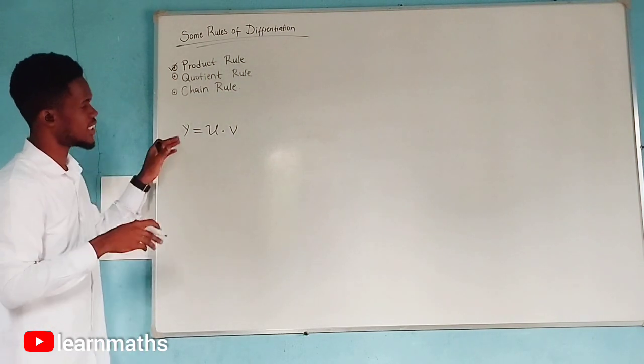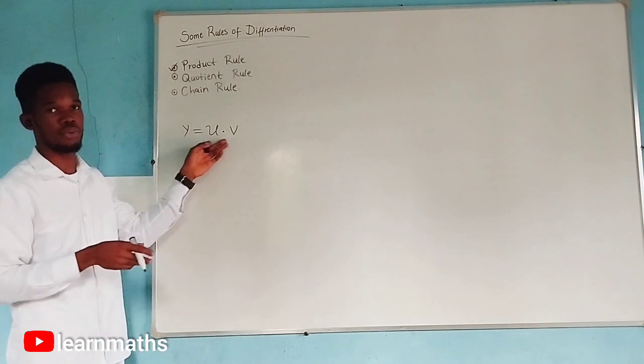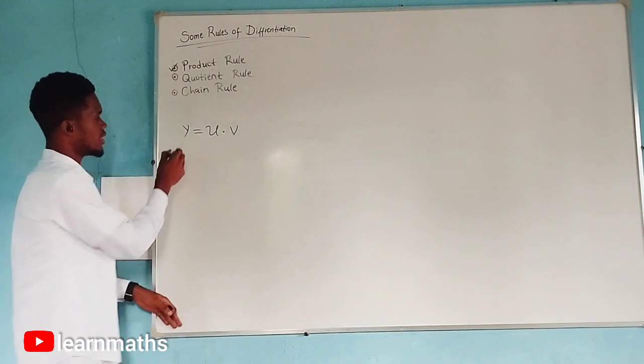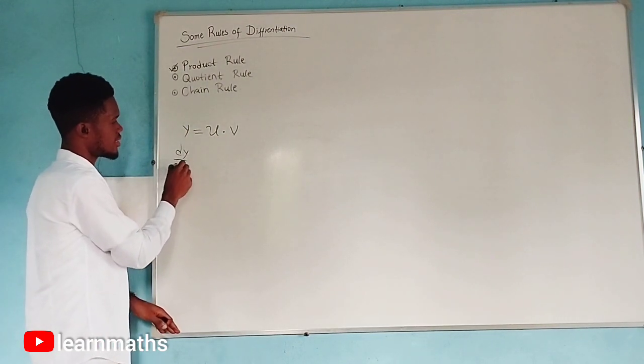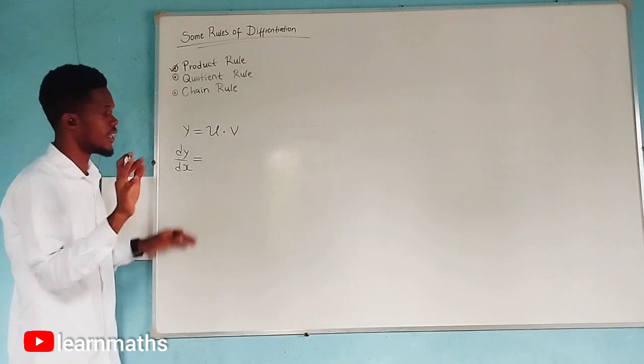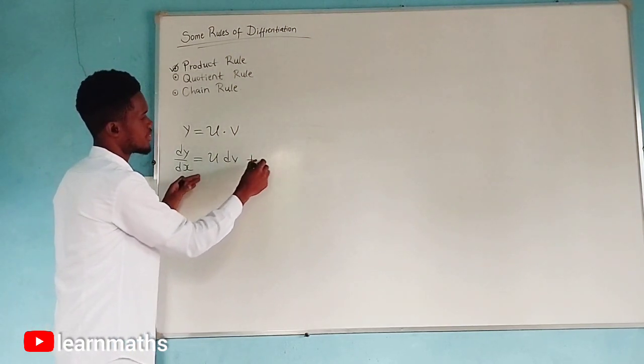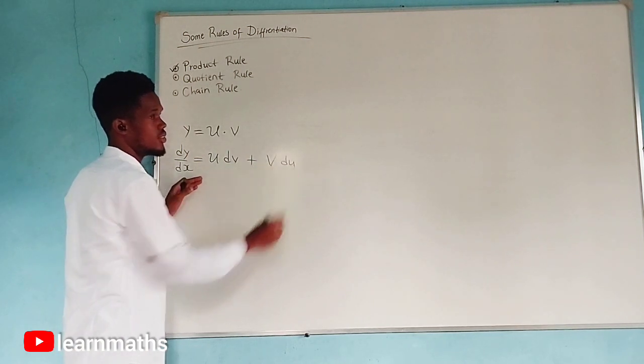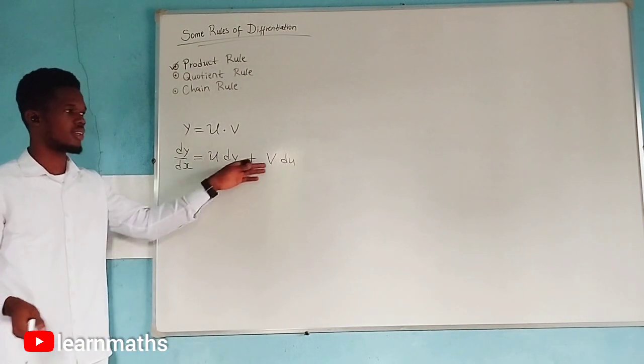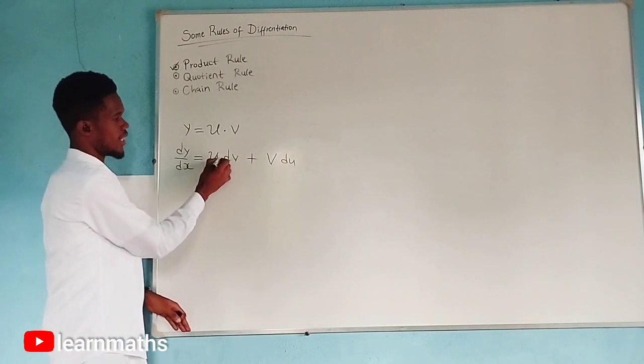If you are asked to differentiate this kind of function that has a product of two terms, this is what you do. dy dx is going to be equal to u dv, right, plus v du. What do I mean by u dv and v du? Now this is what I mean by that.